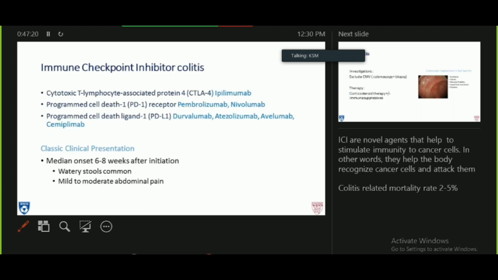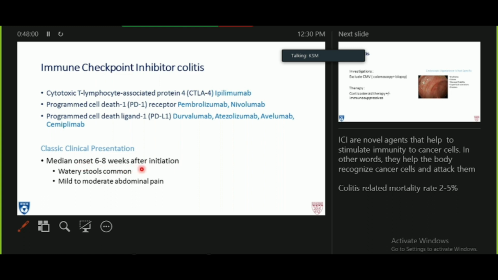Immune checkpoint inhibitor colitis is something I just wanted to touch upon. Immune checkpoint inhibitors are the new kids on the block when we talk about treatment of cancer. These medicines help the body to recognize cancer cells by acting on these CTLA4 and PD-1 receptors. They were first used for skin cancer, particularly melanomas, but are now used more widely in other cancers, such as renal cancer and lung cancer in particular. But colitis is actually a very common complication of these treatments.